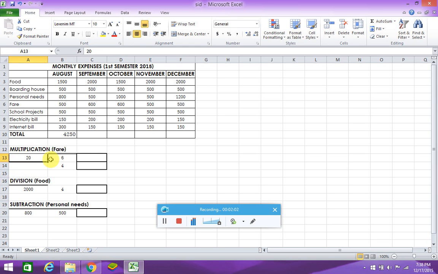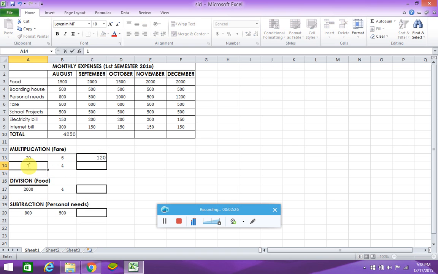So 20 times 6. To get the product of it, we first put the equal sign, the cell that you want to multiply first, the multiplication sign, and another cell that you want to multiply, and then press enter to get the product. So that's 120 for my weekly budget allotment for the fare.